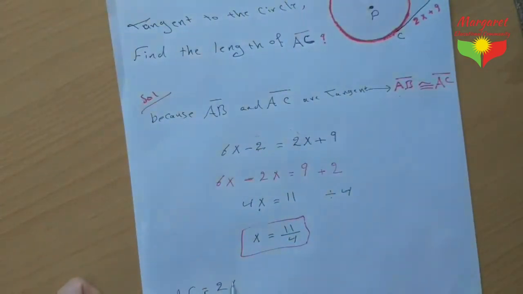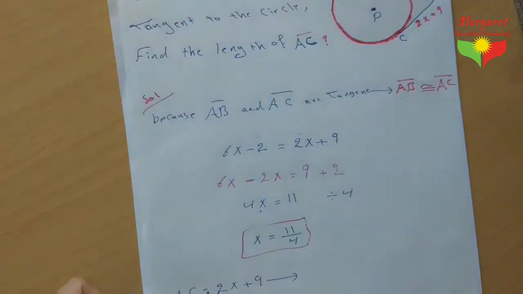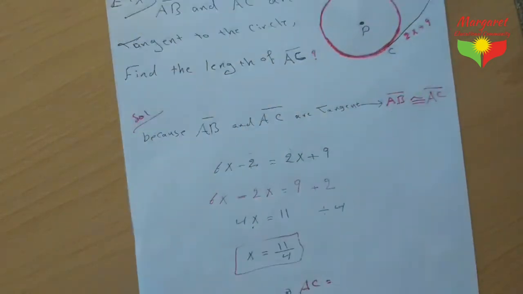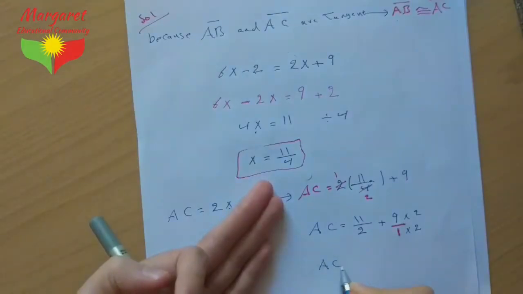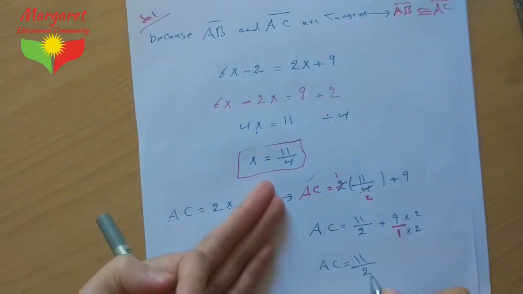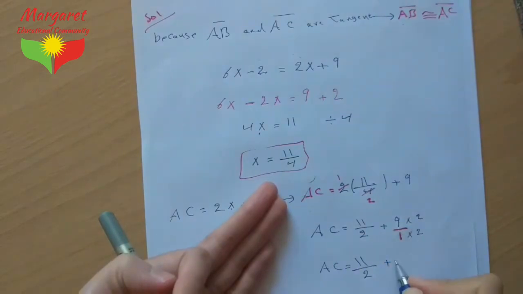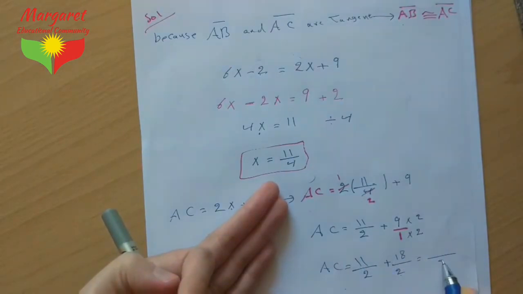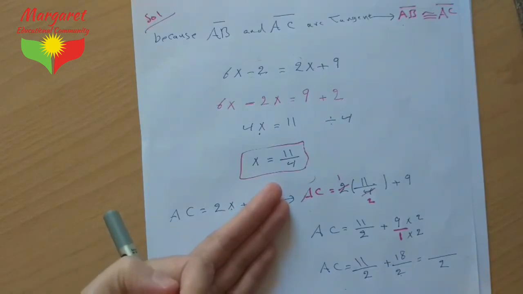AC is 2x plus 9, then AC is 2 times 11 divided by 4, plus 9. So 9 times 2 is 18, and 1 times 2 is 2. We have the same denominator, so you must add in the numerator: 11 plus 18 is 29.